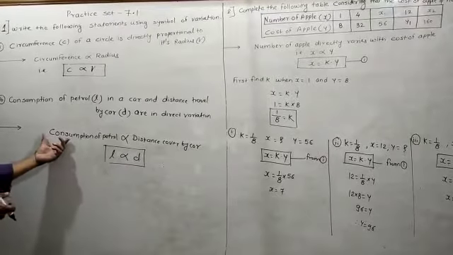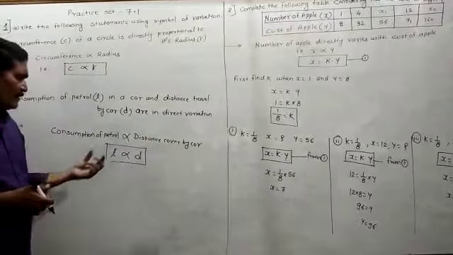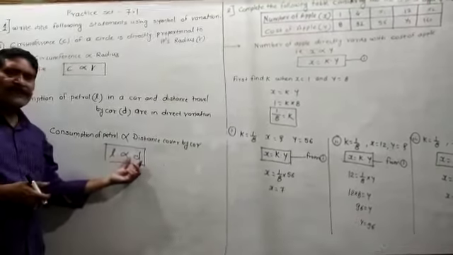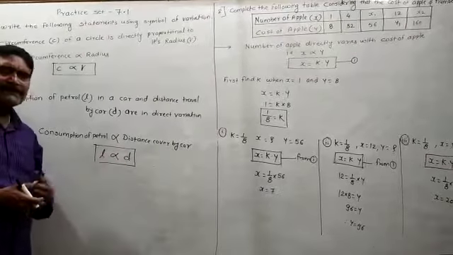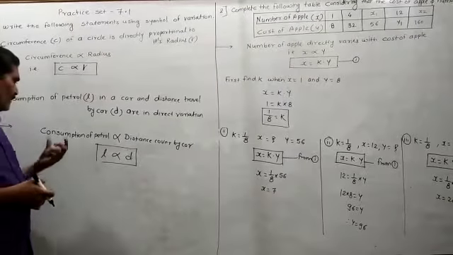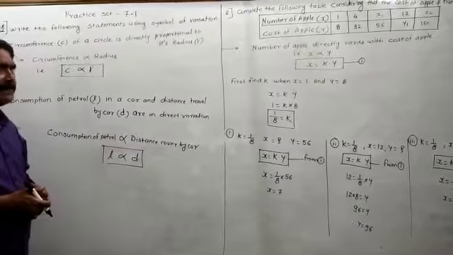So I will say that the consumption of the petrol directly varies with the distance covered by the car. So L directly varies with D. This is the sign of the variation. So L is directly proportional to D, or L directly varies with D. Means the consumption of the petrol directly varies with the distance covered by the car.